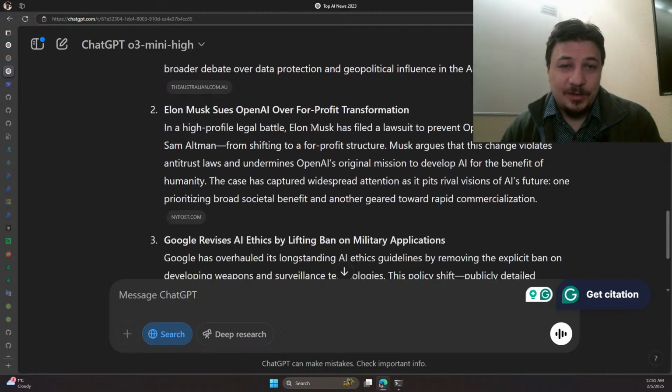So let's see the other news. Elon Musk sues OpenAI over its for-profit transformation. It's still going on. Okay, February 4th. So he finally filed a lawsuit to prevent OpenAI from shifting to a for-profit structure. Nice. So yeah, it's really about its original mission, of course, AI for the benefit of humanity. Now it's AI for the benefit of the United States, of course. But yeah, this case has captured widespread attention.